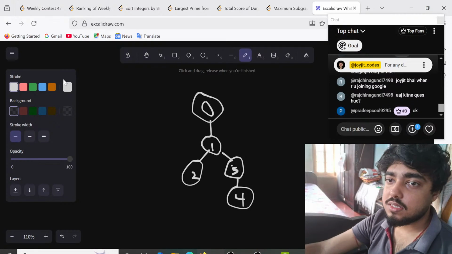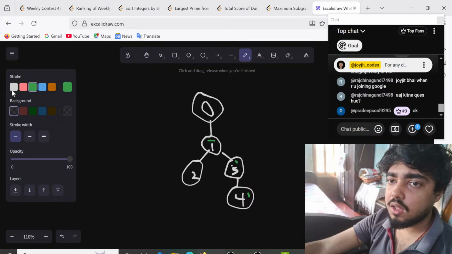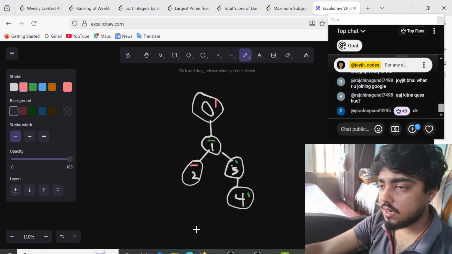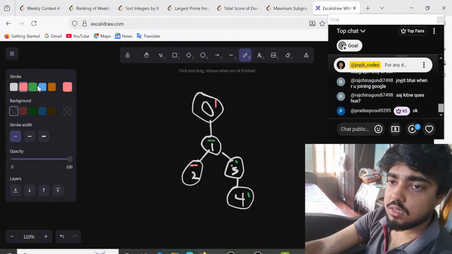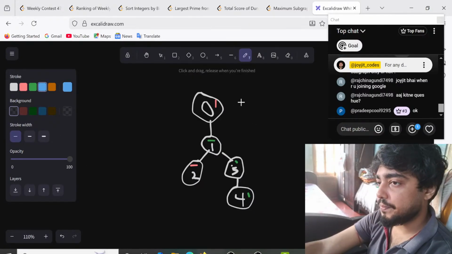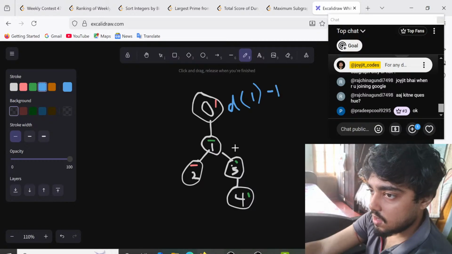So let's, okay, 1 is green, 3 is green, 4 is green, 0 is red, 2 is red. Red means bad, okay. Let's do first of all the d of u. What is the d of this? It is d of 1 minus 1.